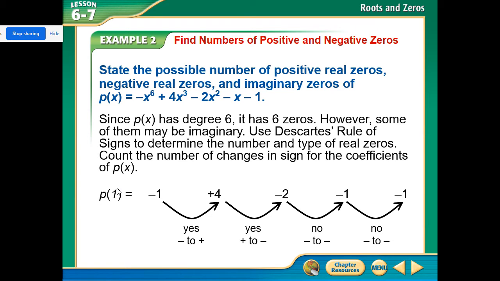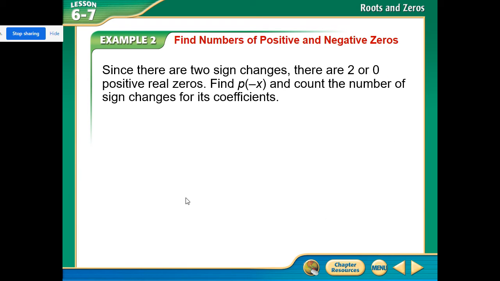Now I could also have that minus 2. So I could have 2 or 0 positive numbers. All right, so 2 sign changes, so there are 2 or 0 positive. The reason why we always subtract 2 is because things come in pairs. If you remember our quadratic formula, it's always that plus or minus, and so it always comes in pairs.